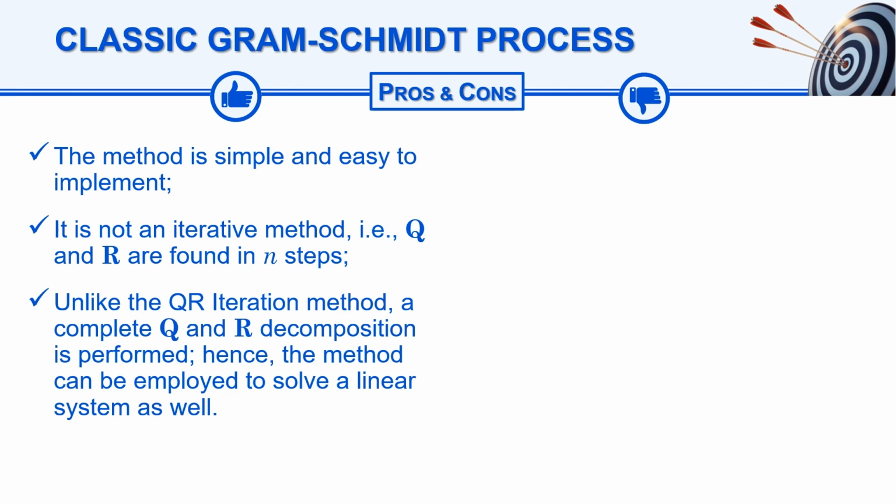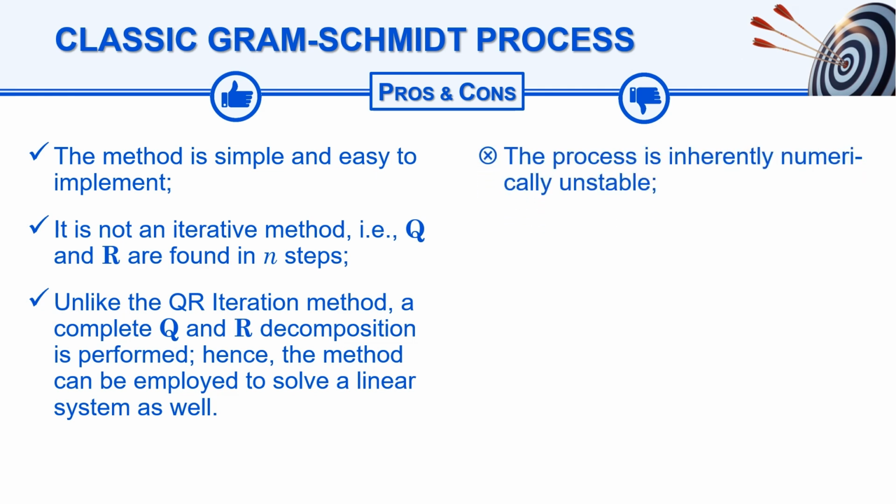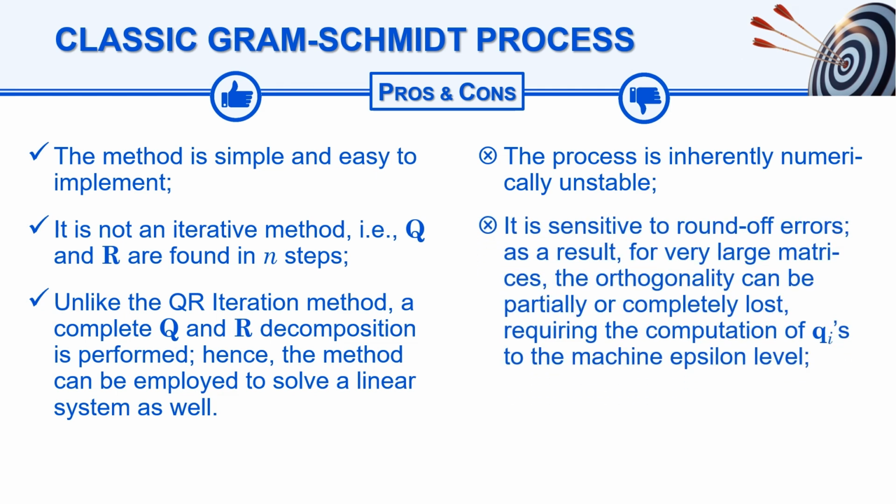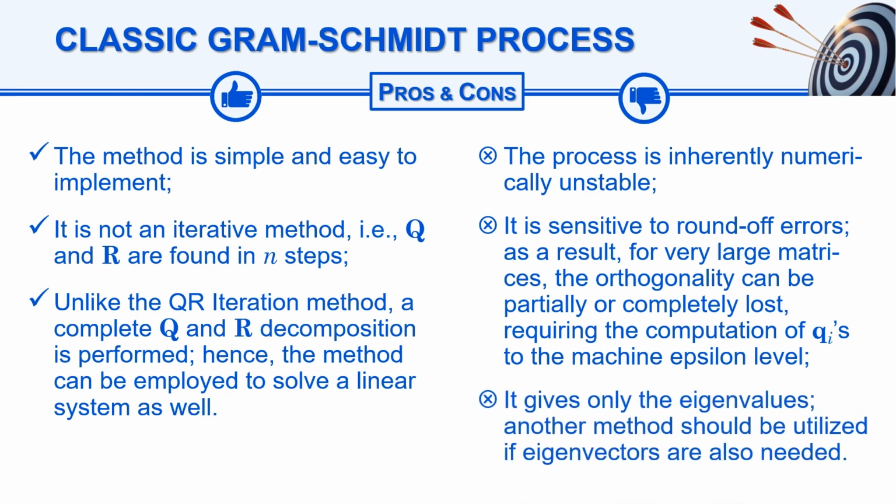The disadvantages of the method are: the process is inherently numerically unstable. It is sensitive to round-off errors. As a result, for very large matrices, the orthogonality can be partially or completely lost, requiring the computation of Qi's to the machine epsilon level. It gives only the eigenvalues. Another method should be utilized if eigenvectors are also needed.